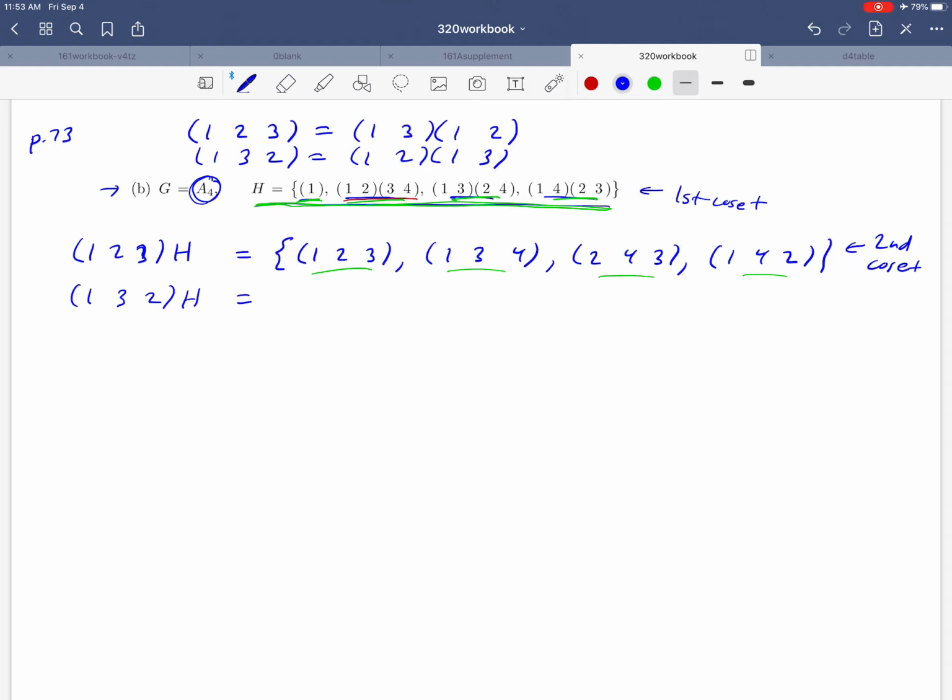If you take (1 3 2) and multiply it by the 4 elements in H, here's what you're going to get. Again, I'm leaving it to you to confirm these calculations. (1 3 2), (2 3 4), (1 2 4), and finally (1 4 3). There's our third and final coset.